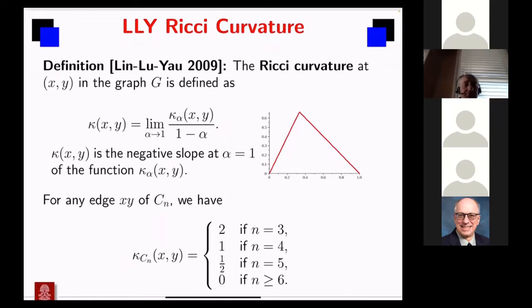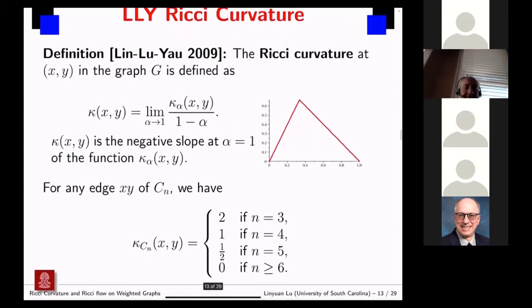And now it's one popular Ricci curvature on graphs. Here are some examples. For the triangle, you get curvature 2, for C4 you get 1, for C5 you get 1/2, and for a cycle with n greater than or equal to 6, the curvature is 0. So somehow the curvature depends on triangles, 4-cycles, and 5-cycles.